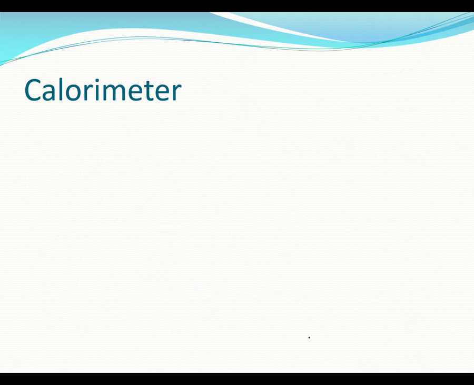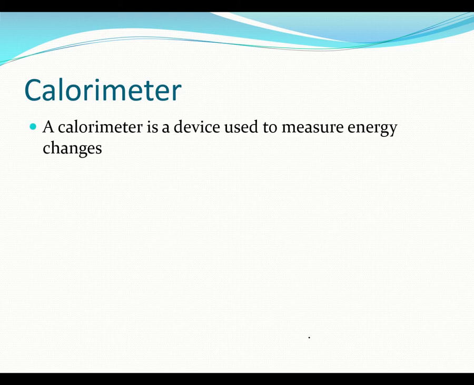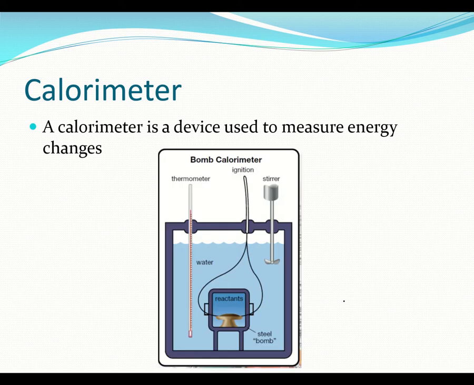When they want to measure how much energy is in food, how many calories are in food, they use a device called a calorimeter. A calorimeter is used to measure energy changes. So this is what a calorimeter would look like.